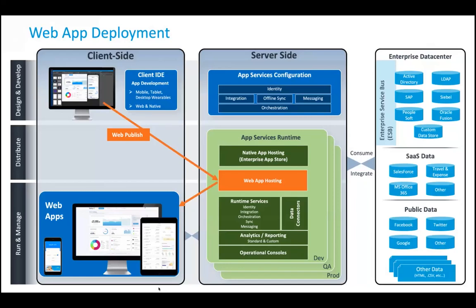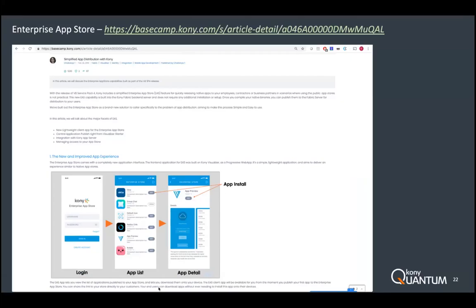So this is how you do your native app publish and how you do your web app deployment on the runtime using Kony Quantum. If you need more details on the Enterprise App Store, we have a detailed article on our Basecamp. It's called Simplified App Distribution with Kony. It's available on this link, and you can go through those. There are several things that are detailed in this document, like how do I manage users who are accessing this Enterprise App Store, or how do I use my existing enterprise identity service with this Enterprise App Store? So all those kinds of questions are answered with this particular Basecamp article that you can access and go through.